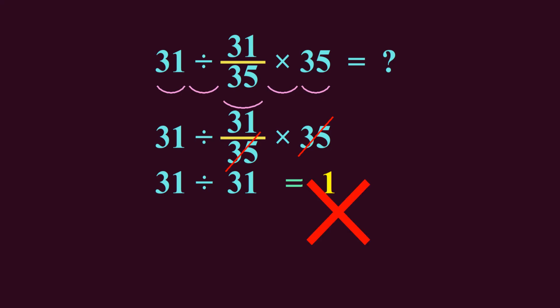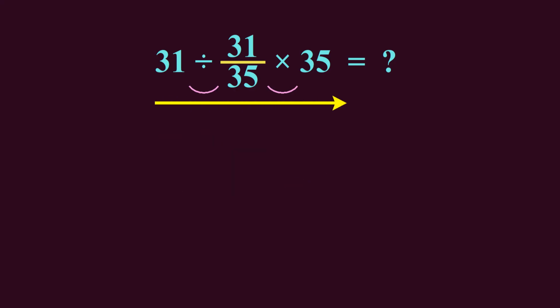But this answer is not correct because according to the order of operations, multiplication and division have equal priority, and we have to work from left to right. So we have to do this division first, then this multiplication. If you do this multiplication, then this division, it's wrong. So we have to do this division first.